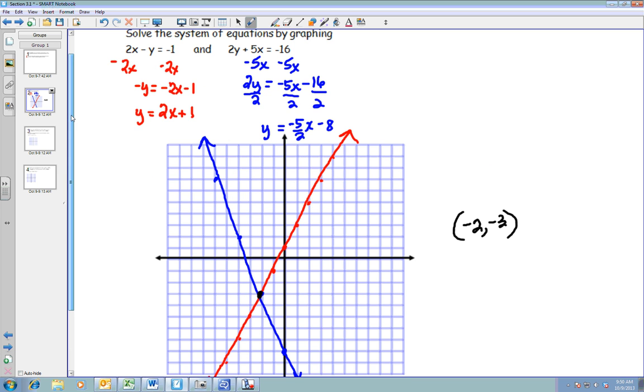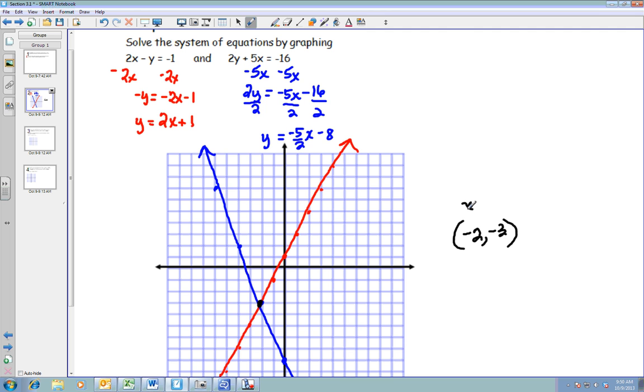Now, what does that mean? That means if I take this x value and this y value and plug it back into these two equations, it's going to give me a true equation for both of them. When I plug in negative 2 for x, negative 3 in for y, whatever I get is going to equal negative 1. And when I do it over here, whatever I get is going to equal negative 16. So this ordered pair works for both equations.